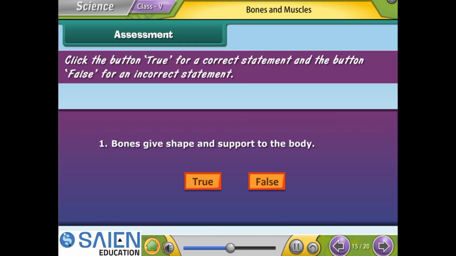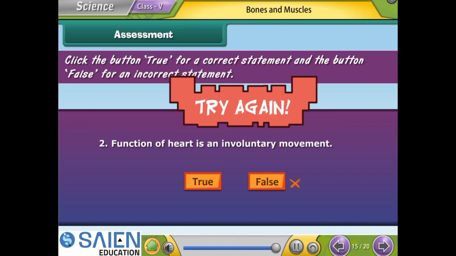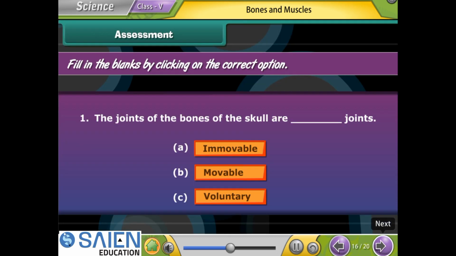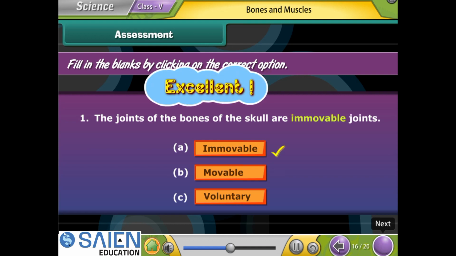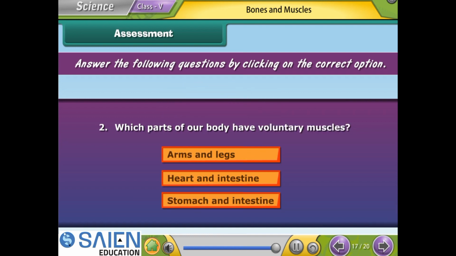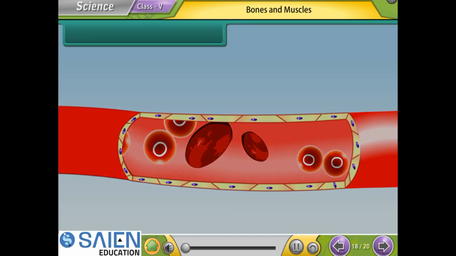Click the button True for a correct statement and the button False for an incorrect statement. Well done! Please try again. Well done! Fill in the blanks by clicking on the correct option. Excellent! Answer the following questions by clicking on the correct option. Great job! Please try again.